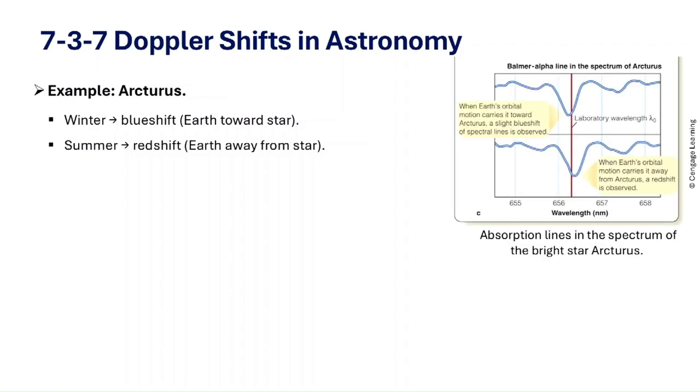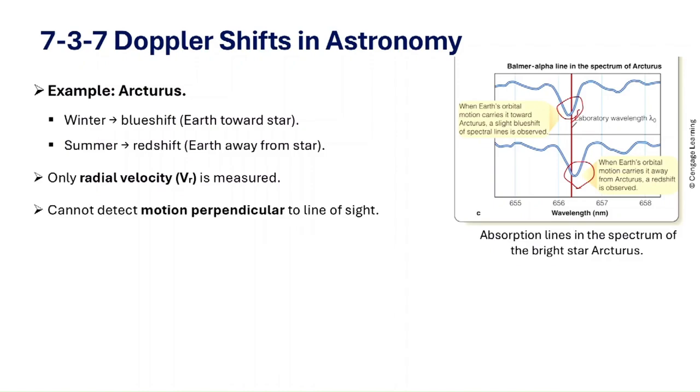Now here's the actual spectra. See how the absorption lines are slightly shifted left in winter, that's blue shift, and right in summer, that's red shift. So these tiny shifts let astronomers measure the star's motion relative to Earth. Now here's an important point. The Doppler effect only measures motion toward or away from us. And that's the radial velocity labeled as VR. So any motion perpendicular to our line of sight, side-to-side motion, does not cause a shift and cannot be detected with this method.